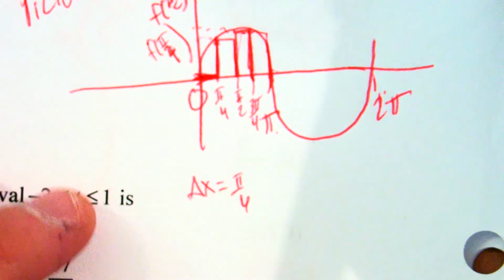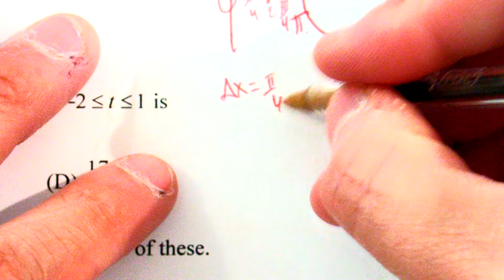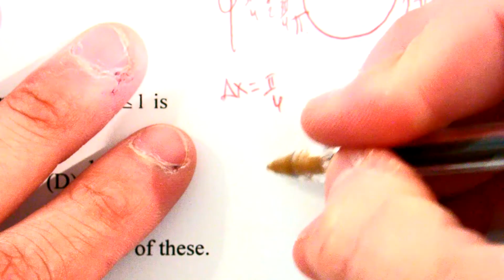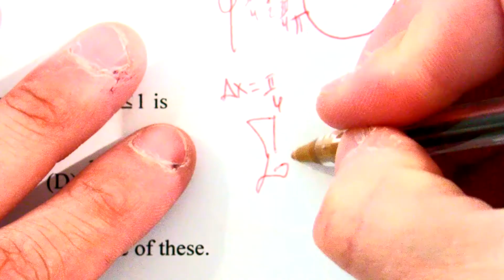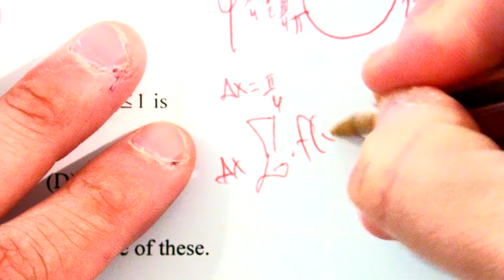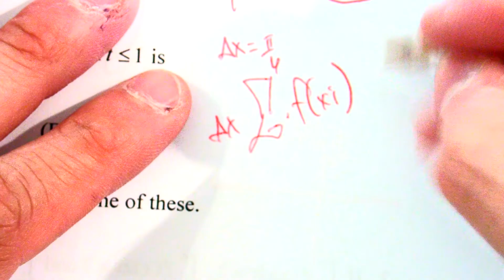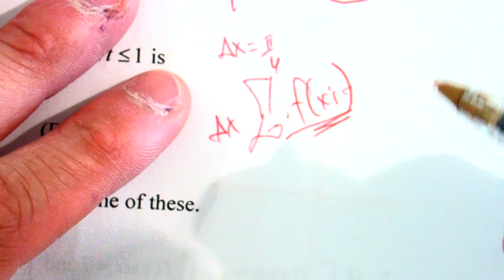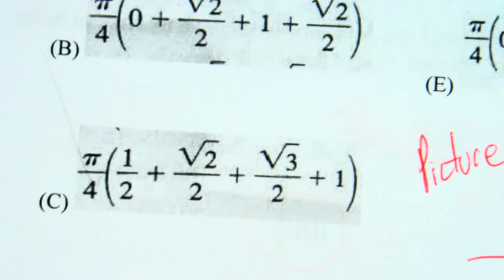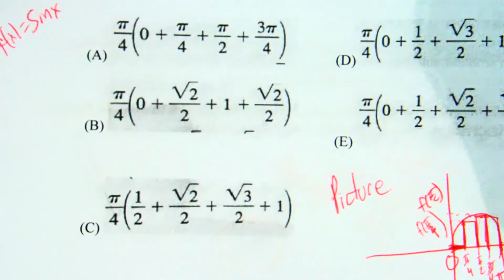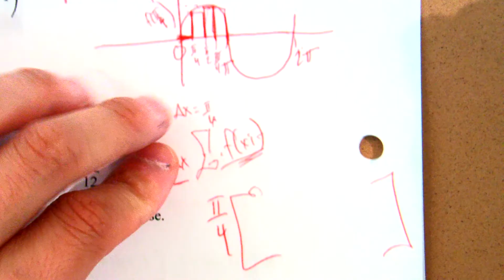Yeah, absolutely. So you can see here, delta x is pi over 4. If you remember the sum, it's the summation of delta x times f of x i, and this is each of the function values. So delta x is pi over 4, times something. Now let's see, can we eliminate any already? No. They all have pi over 4. This is a well-made problem.